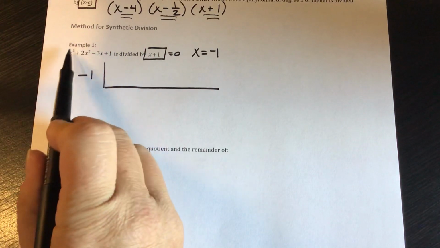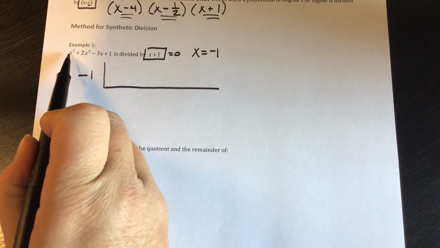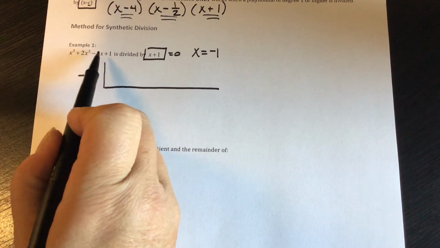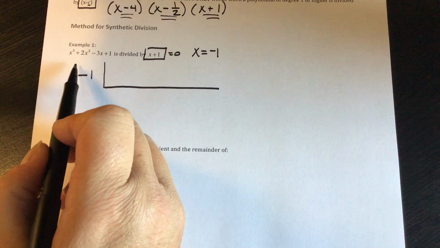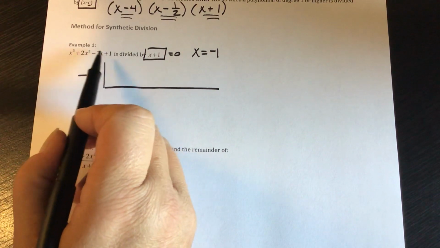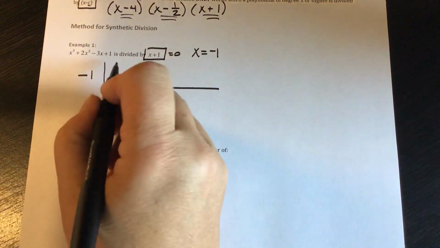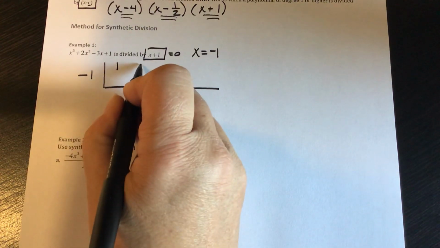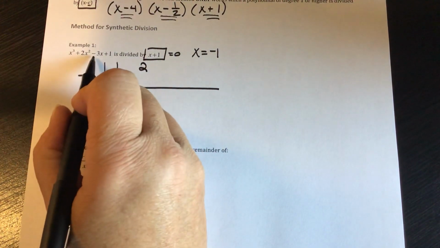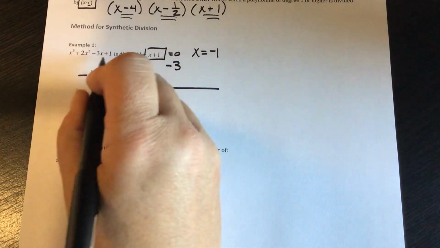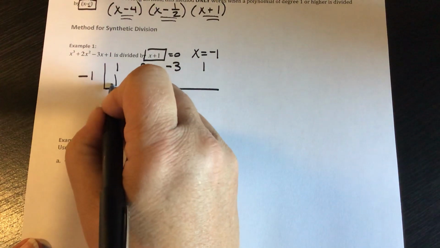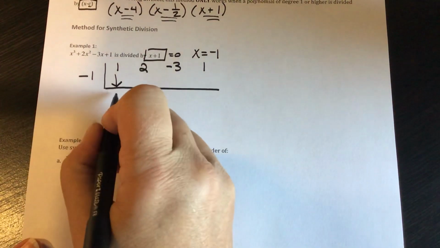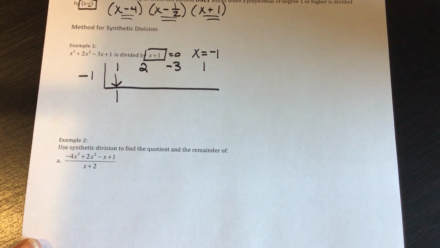In this polynomial, I have an x to the third power, second power, first power, and then a constant. I'm only going to write my coefficients of those numbers. So my coefficient of x to the third is 1, and then I have a positive 2, then I have a -3, and then I have a positive 1. So first thing I'm going to do is bring down that first number. Okay, first number automatically just drops down.